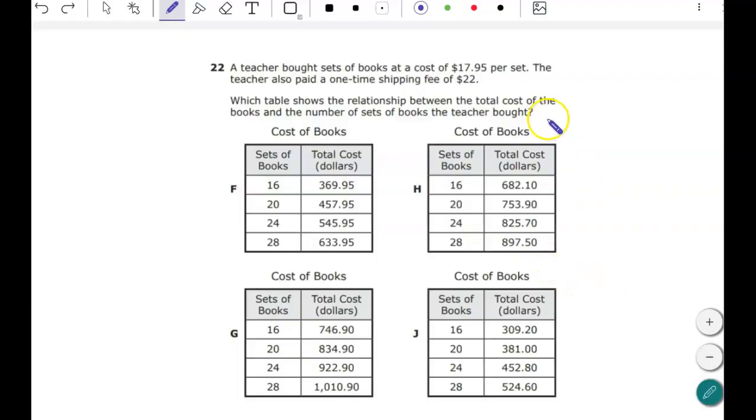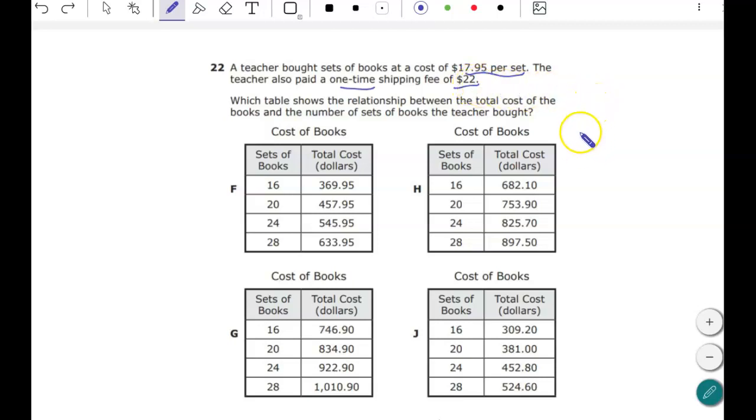So it says a teacher bought sets of books at a cost of $17.95 per set. The teacher also paid a one-time shipping fee of $22. Which table shows the relationship between the total cost of books and the number of sets of books the teacher bought? Okay, so one thing that you need to think of here in this table, or the tables, this is the number of sets of books. Now this total cost is $17.95 plus the $22 shipping fee.